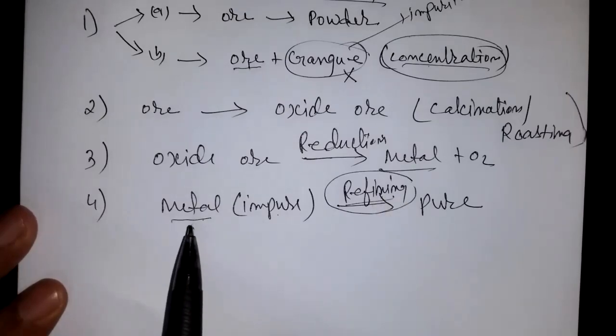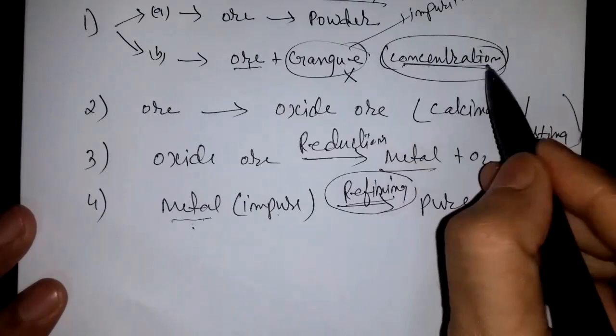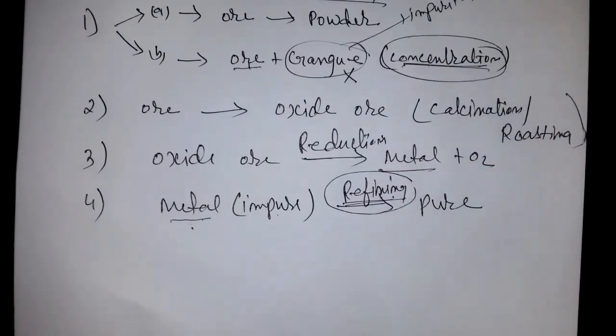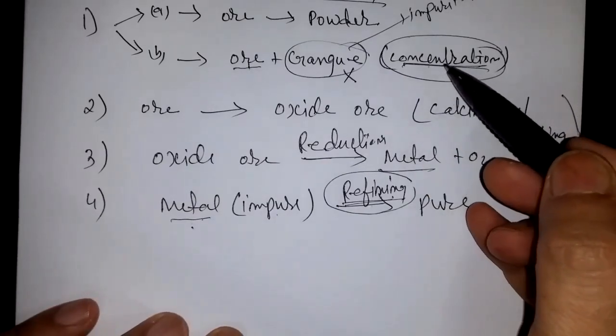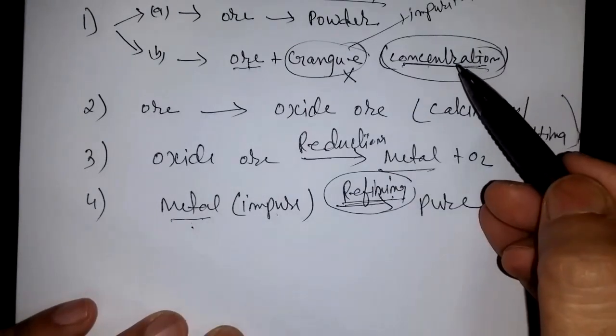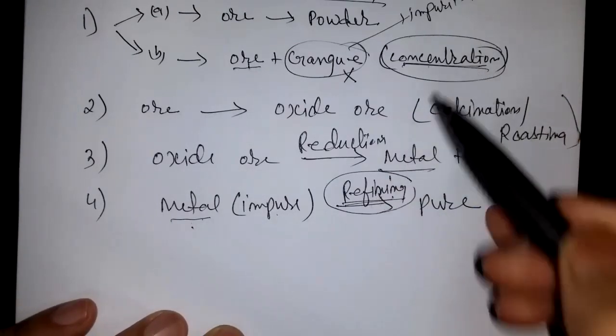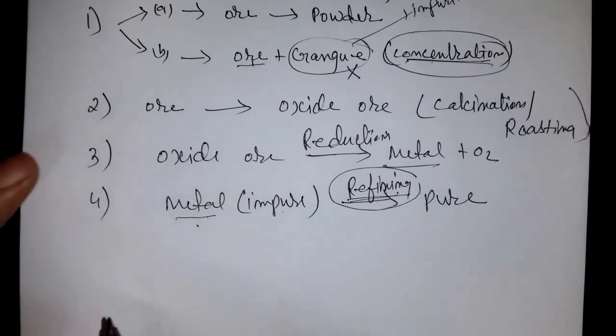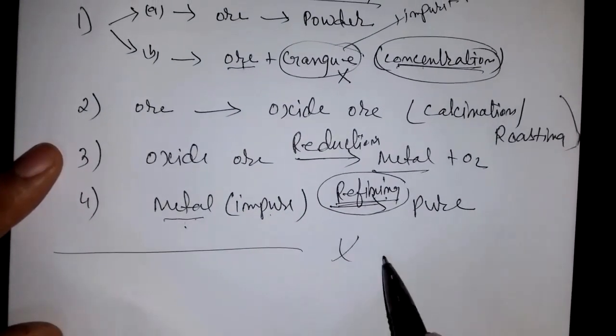So you have concentration and refining. A high-level question, if it is twisted, may ask for difference and similarity. The difference is that one is a process concerned with the ore and the other is a process concerned with the metal. The similarity is that in both, impurities are removed. Okay, we'll be stopping here. Thank you.